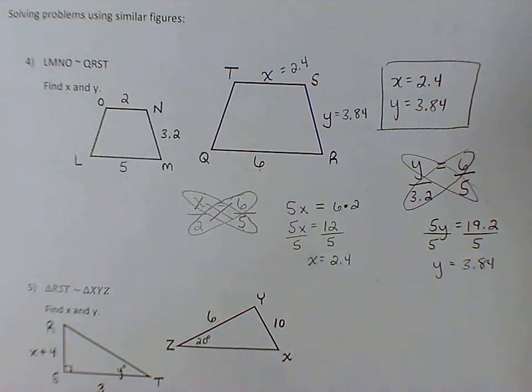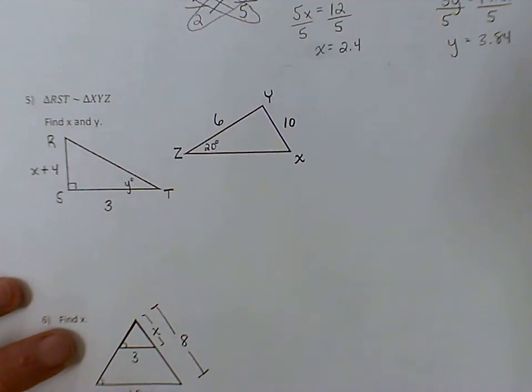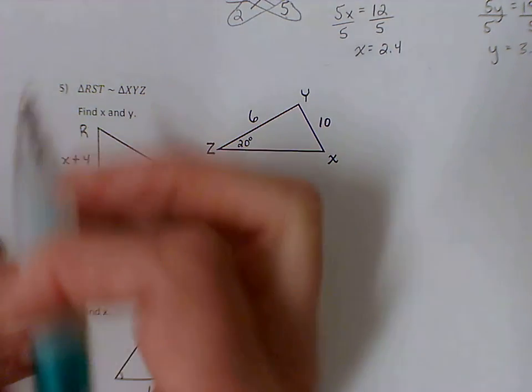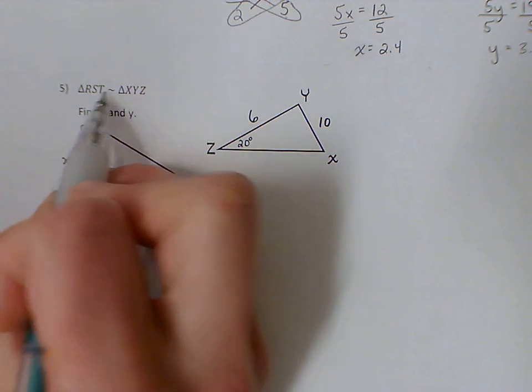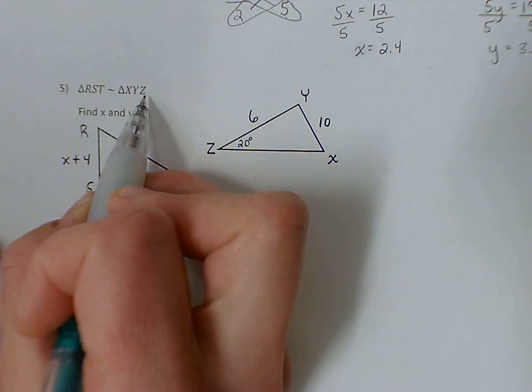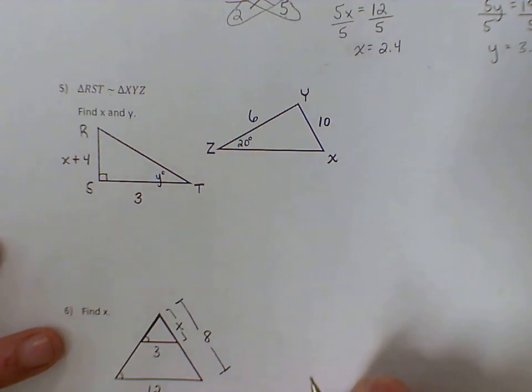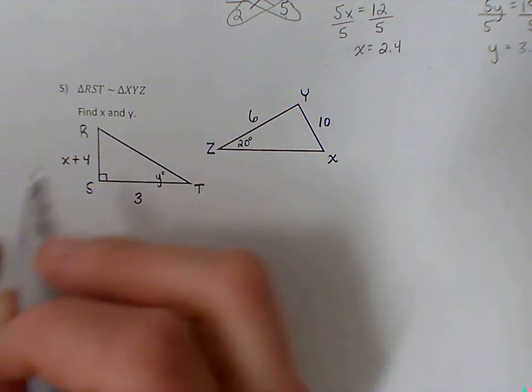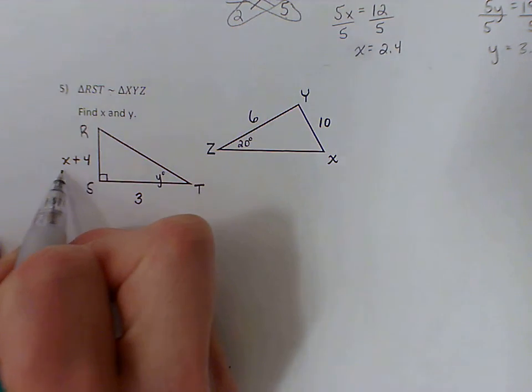All right, so let's do a couple other problems. So number 5, it's saying that we've got triangle RST and it's similar to triangle XYZ. And you have to find X and Y, okay? So find your X and your Y. So let's see, we've got our X right there.